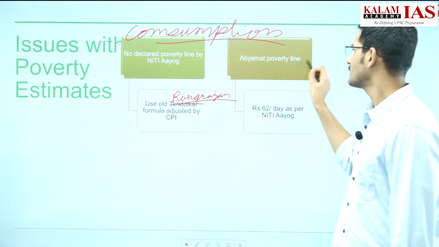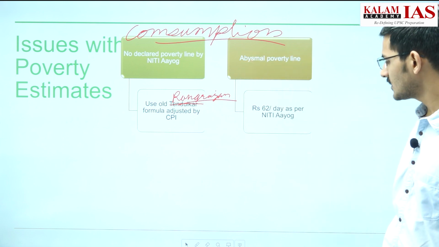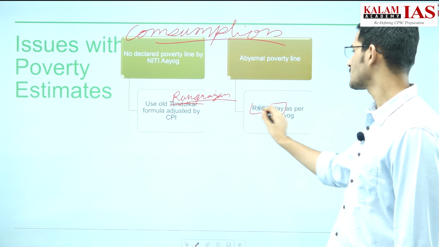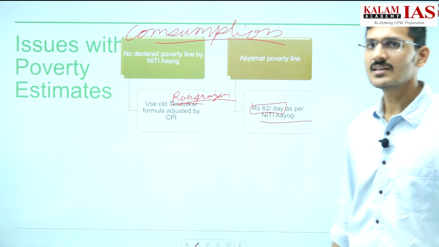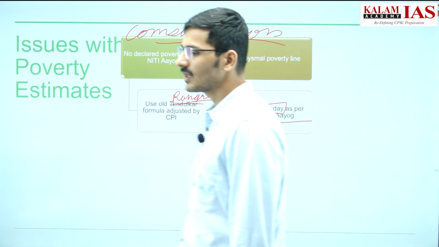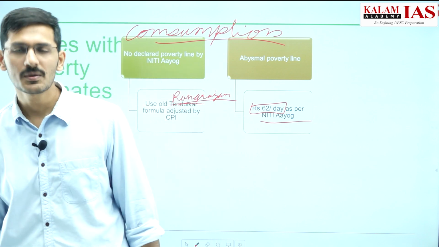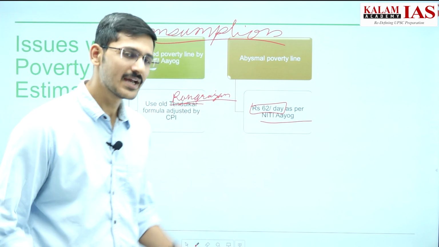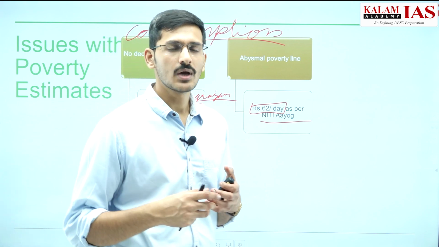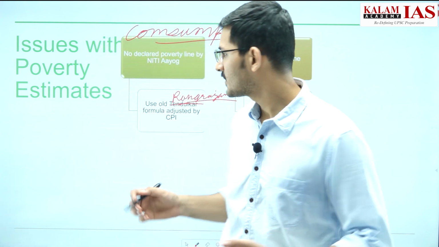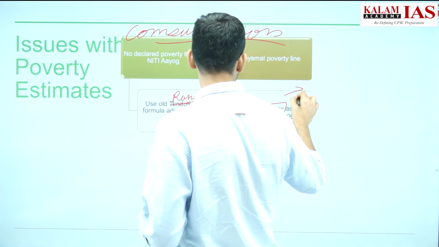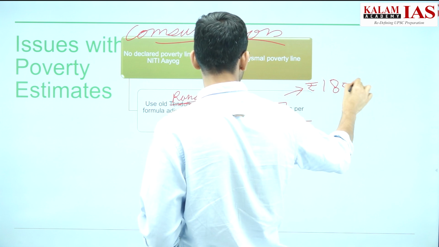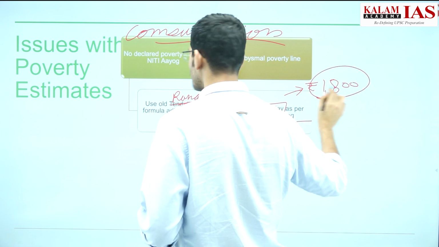Abysmal poverty line, that is, in 2023, Niti Aayog said that the poverty line is rupees 62 per person per day in rural areas. If you can spend rupees 62 per person per day, then you are not poor. Now, what do you get in 62 rupees? It will translate to around 1800 rupees per person per month.